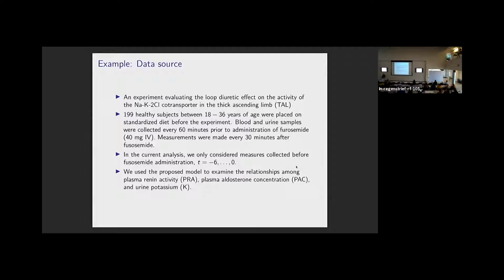So here we are looking at this example. I'm looking at the association between aldosterone, potassium, and renin. And the data actually come from a clinical study. It was an experiment to evaluate the loop diuretic effect of the sodium potassium 2 chloride co-transporter in the thick ascending limb. So this is the other site where fluid and sodium get absorbed in the nephron.